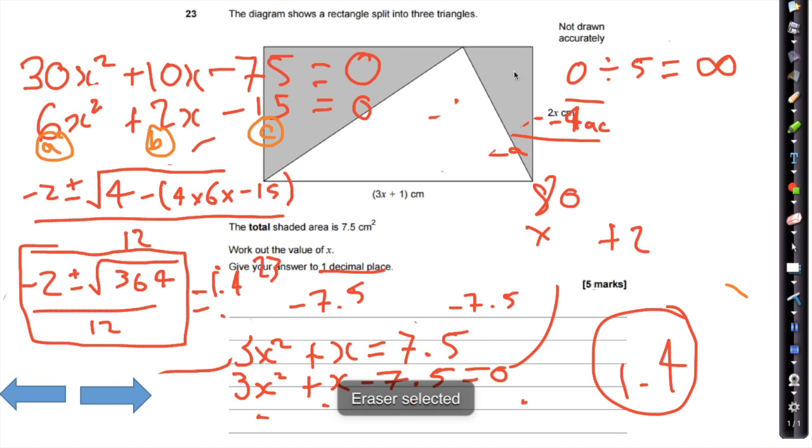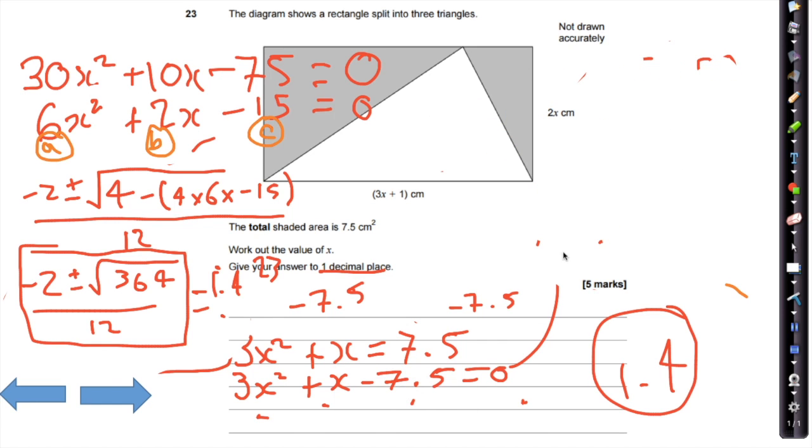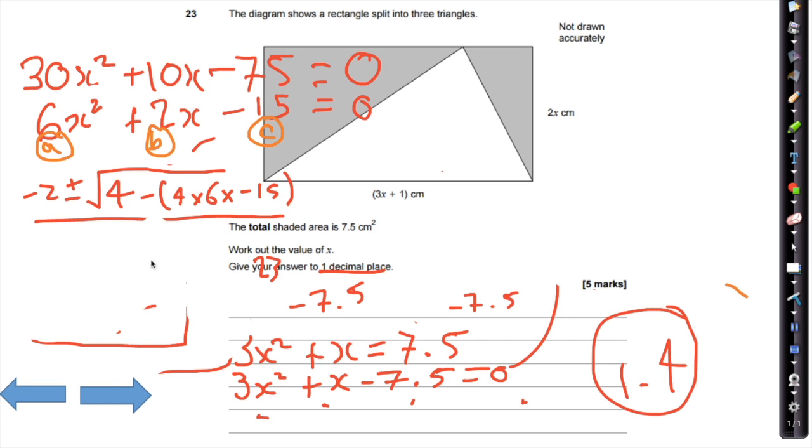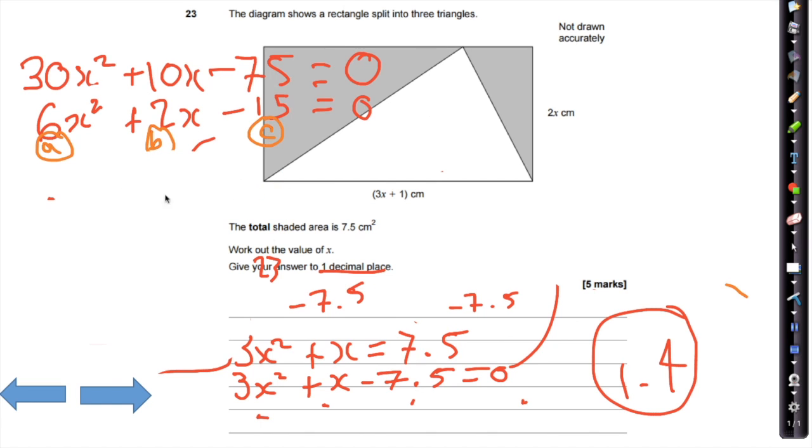Let's just get rid of some of this stuff so I can hopefully make it a little bit more clear where the marks are. So we've already done all that. So we've tried all that stuff, and that's how far we got. Okay, so 1.4 is our answer. The breakdown of the marks though. Your first mark is over here, so it's 5 marks.